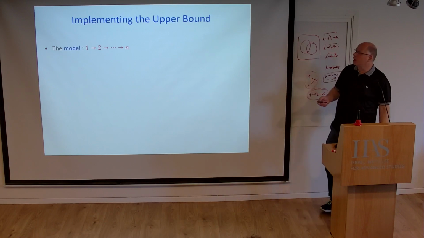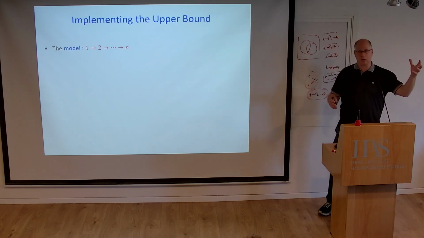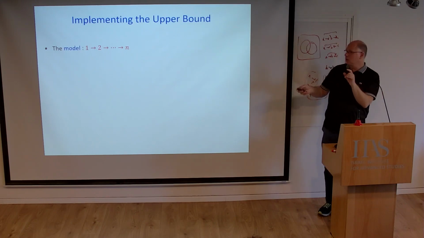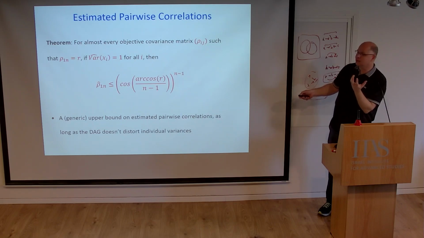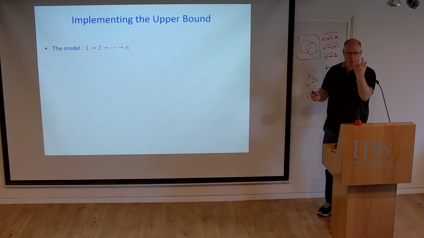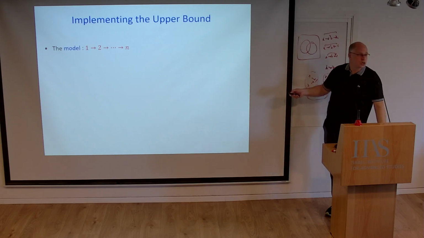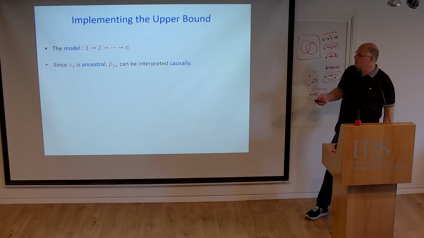How to implement this upper bound? Turns out that you need two things to implement this bound. What's the model and what are the variables? Because remember that I left the entire correlation matrix unspecified except for this entry. So you need the correlation matrix and the model. The model is our friend, the chain model. It's the simplest model you can think of, and in this setting, it's the simplest model with n variables. And that's the model that gives you the upper bound.